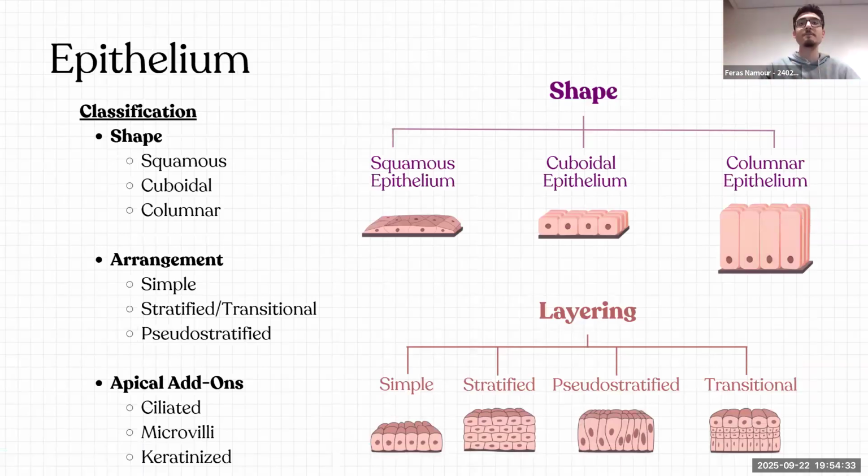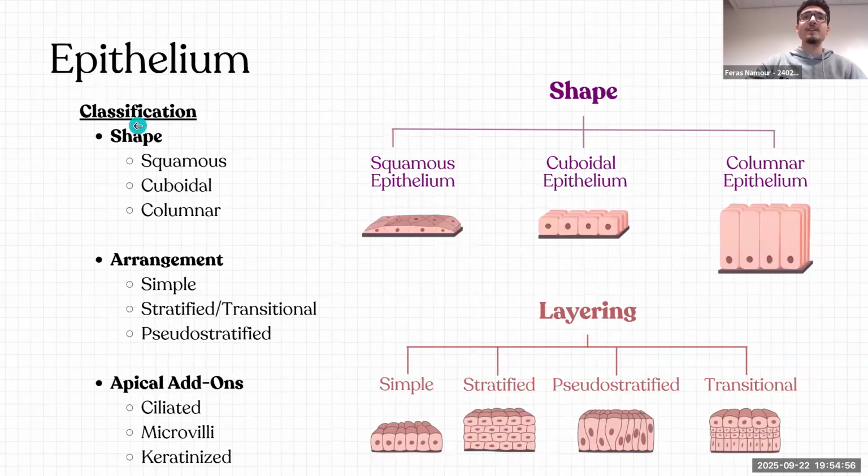Let's talk now about epithelium. Epithelium is a type of tissue. We said that it has a lot of different functions. We said secretion, we said absorption, gas exchange. Those are very different functions. How does that happen? How does that work? Essentially, to meet these functions, epithelium comes in different shapes.